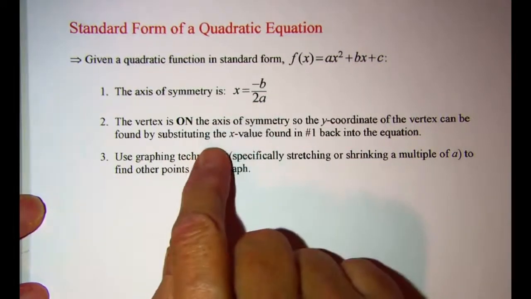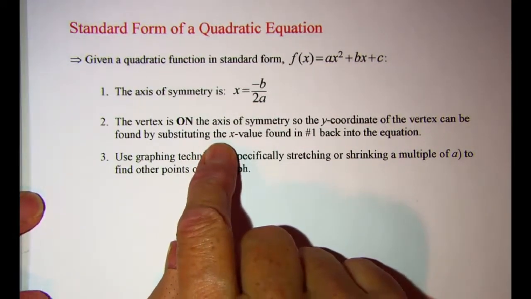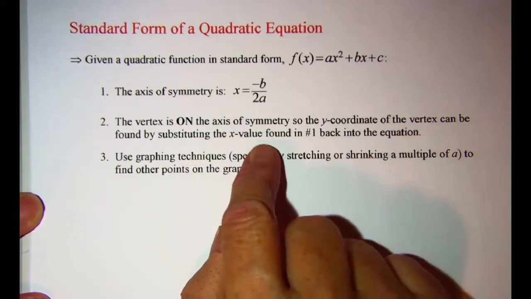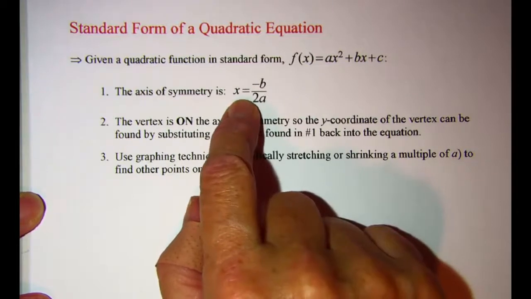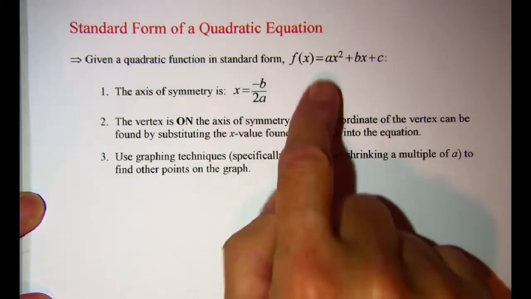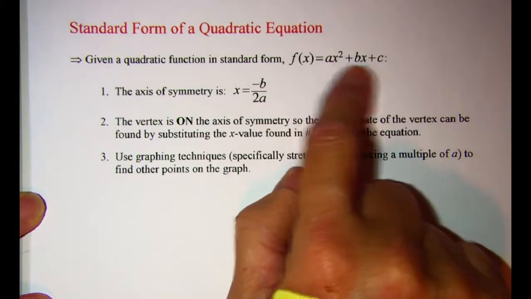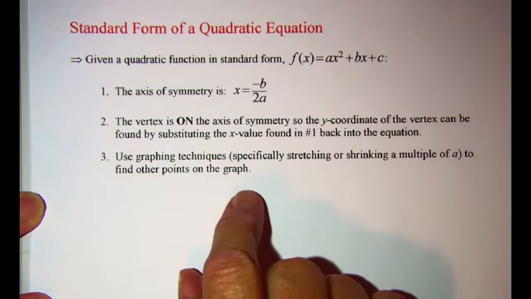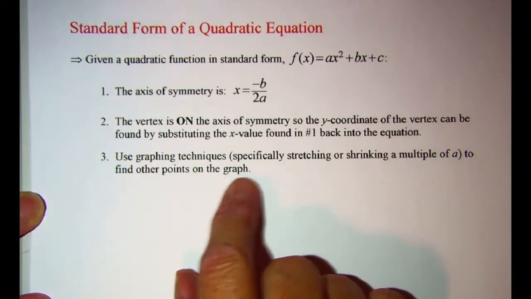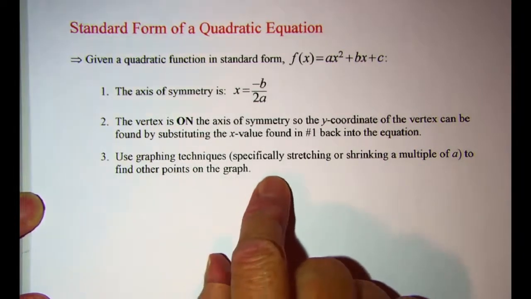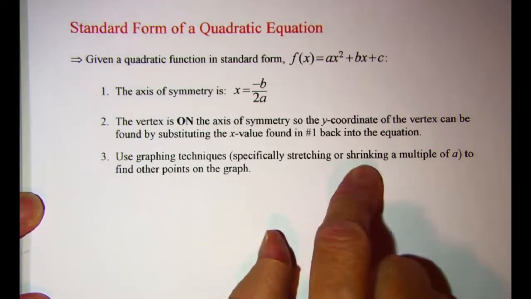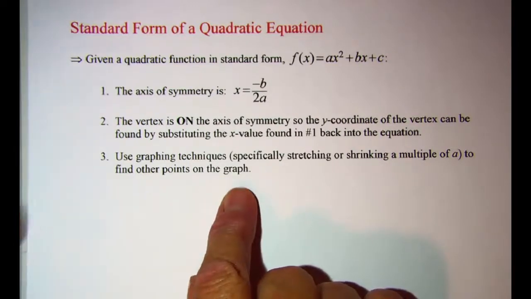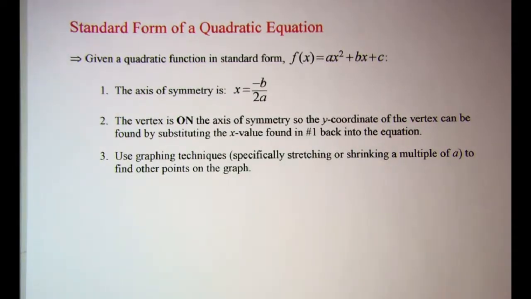Then since the vertex is on the axis of symmetry, we can find the y-coordinate of the vertex by substituting this x value that we just found in number 1 back into the standard form equation, and that'll give us our y value. Once we have our vertex, then we can use graphing techniques, specifically stretching and shrinking by a multiple of a, to find other points on the graph. Let's look at an example.